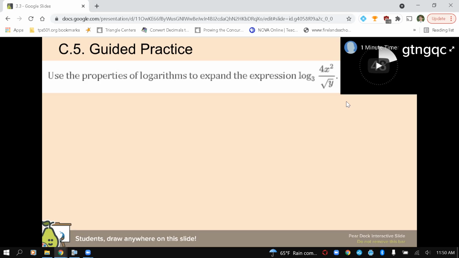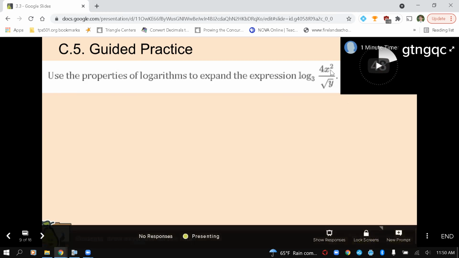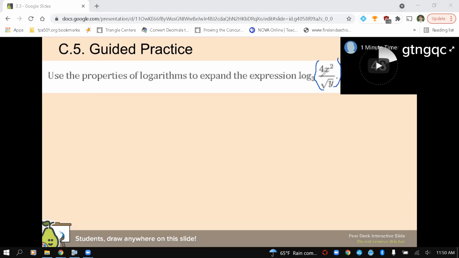All right. Okay, I saw some really good stuff, and I also saw some not so good stuff. So let's go over this. First is the quotient rule. The main thing I have here is a 4x squared divided by square root of y. So I'm going to turn that into 4x squared, minus log base 3 of the square root of y. Okay, that's your quotient rule.